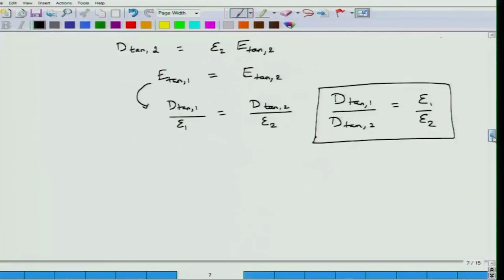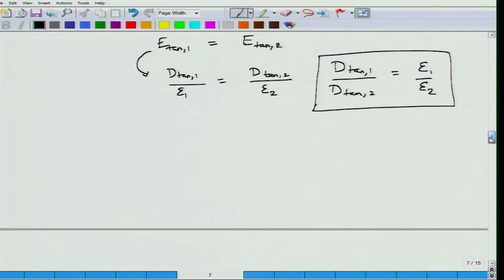I still have to find the normal electric field, because every vector will have tangential as well as normal components. So how do I find the normal electric field? Well, for that I will use Gauss's law in integral form. Gauss's law in integral form states that the closed surface integral of the D field will be equal to the total volume charge that is enclosed in that volume. This is the volume integral, this is the surface integral, and it is not any volume, it is the volume enclosed by the surface. So as before I have the two media.